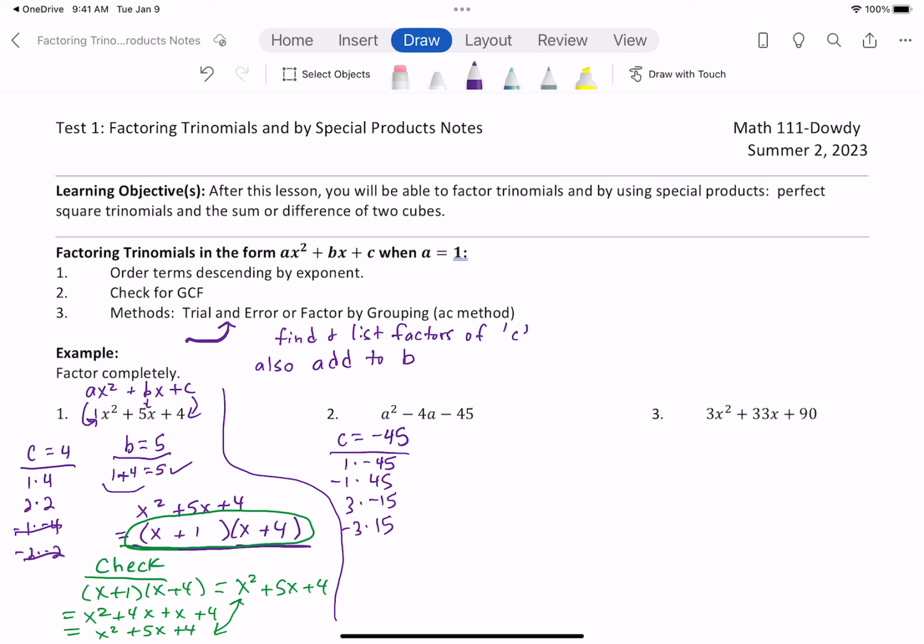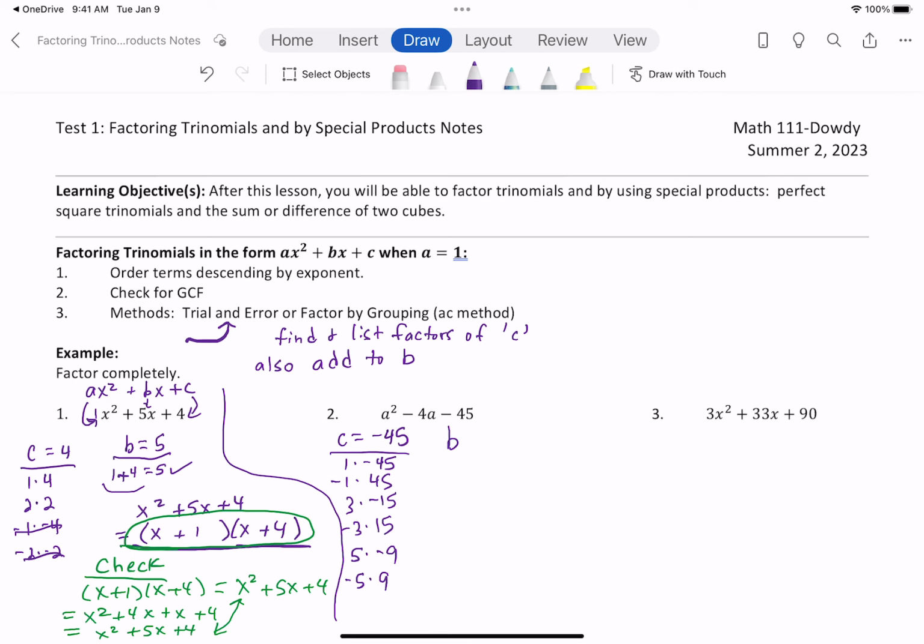4 will not divide into 45 evenly. 5 will. So we would get 5 times negative 9, or negative 5 times positive 9. And if you kept going, you would find that the factors would start to repeat. So the next one that you're going to get to would give you 9 times negative 5, which is a repetitive set of factors. So we don't need to keep listing any further.